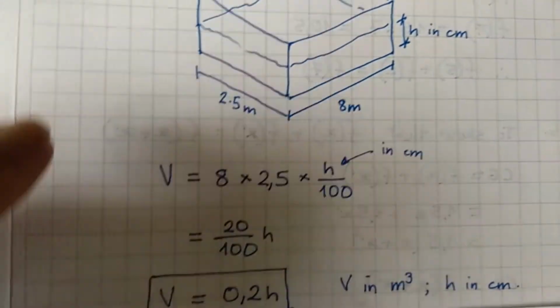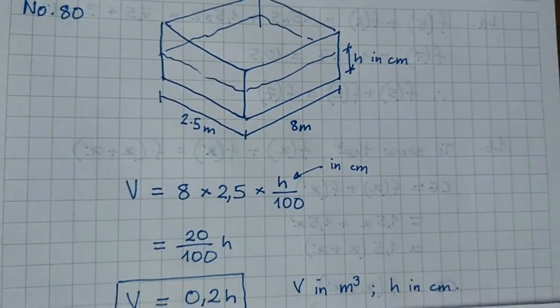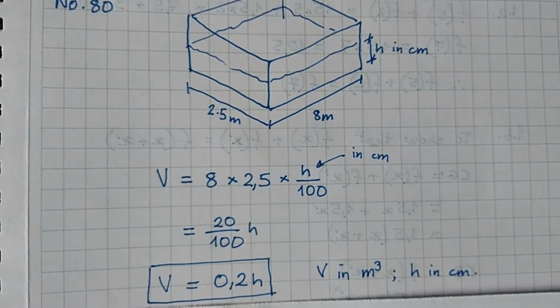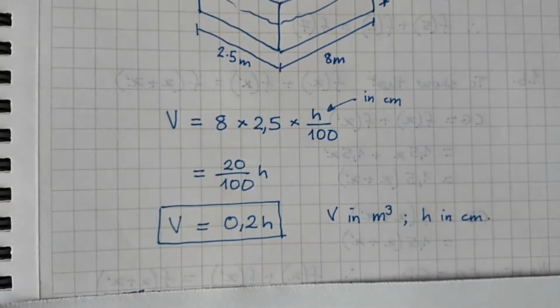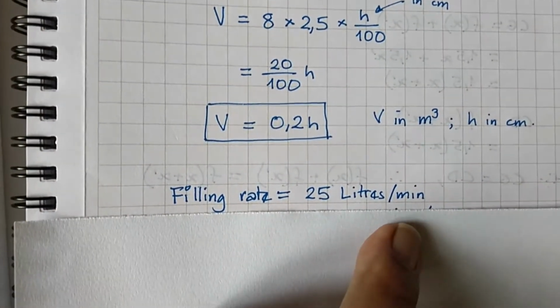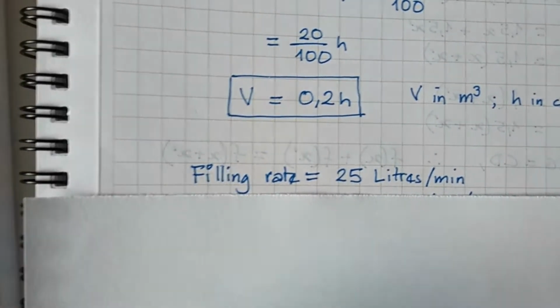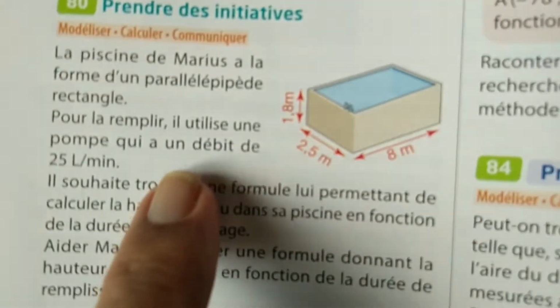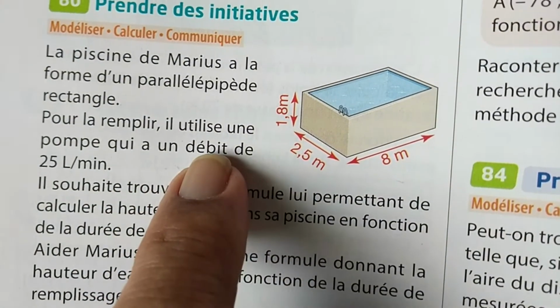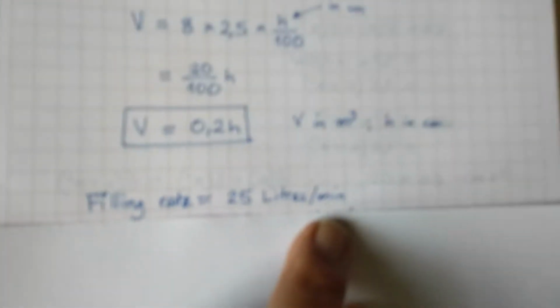Okay. So this is as far as the volume of the pool goes. Remember, we are not using the actual height of the pool, which is 1.8 meters, because that is really not relevant to our problem. Then we come to the filling rate. This is the pumping rate. The pumping rate is 25 liters per minute. Okay, this is given. "Il utilise une pompe qui a un débit." Débit means throughput or rate of 25 liters per minute.